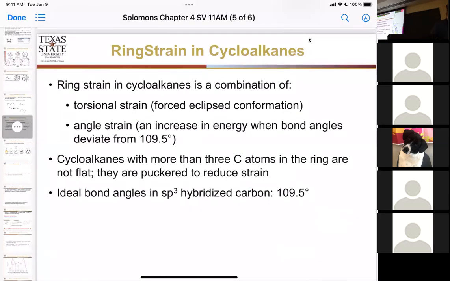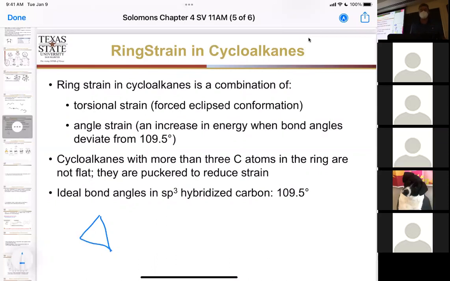So we have ring strain. Okay, but why? Let's draw a nice little ring here. Our smallest ring we can make is 3 carbons. And we learned that that's called cyclopropane, right? Because it's 3 carbons, cyclopropane.